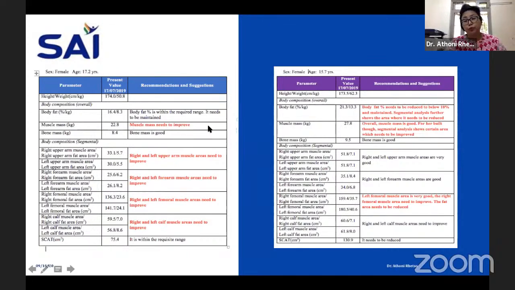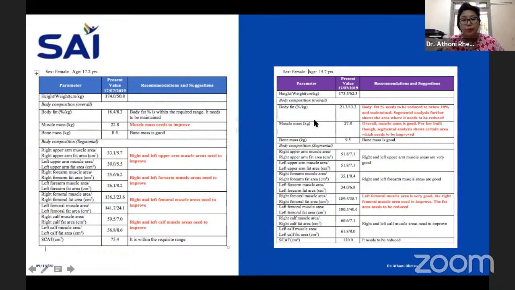Now, if you want an athlete to improve the muscle mass, and want to specifically find out where is the area which needs to be improved, you can go for the segmental analysis like I mentioned earlier. So these are the areas where she has to improve. So in this case, you need the help of a nutritionist also and a strength and conditioning expert.